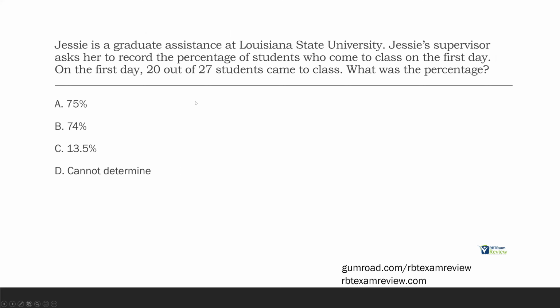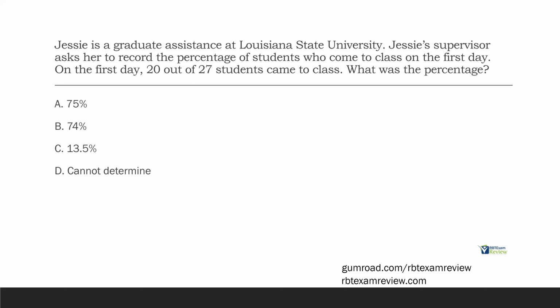Jessie is a graduate assistant at Louisiana State University. Jessie's supervisor asked her to record the percentage of students who come to class on the first day. On the first day, 20 out of 27 students come to class. What was the percentage? All right, just a basic percentage question to work on our fluency with percentages.